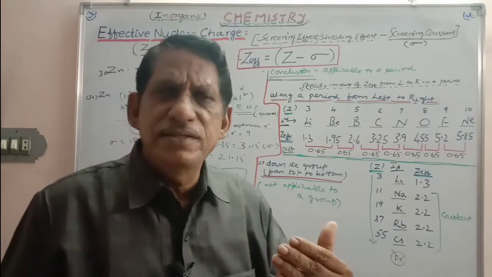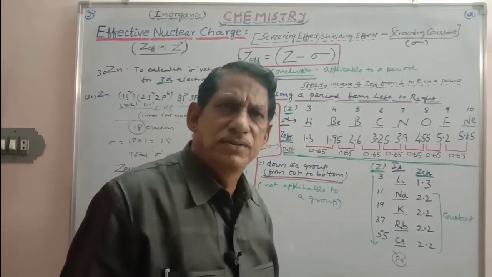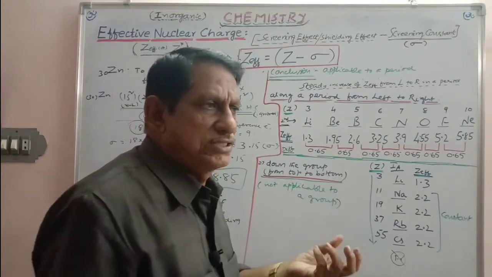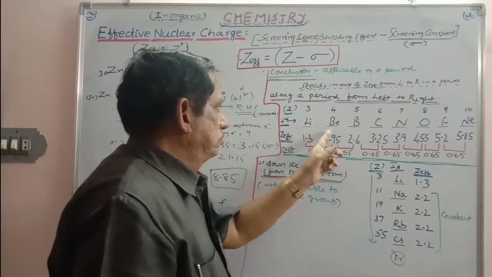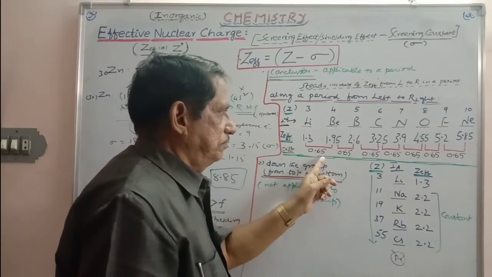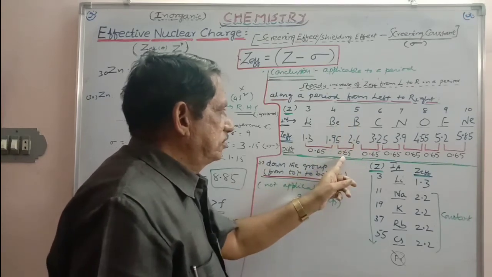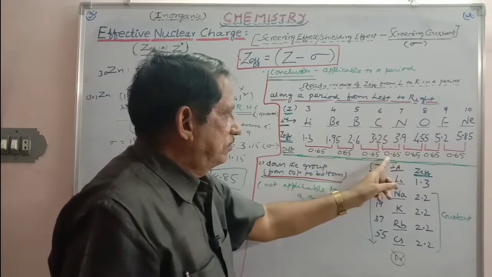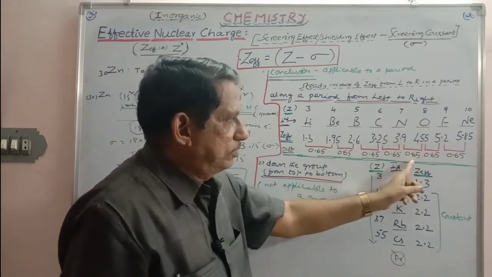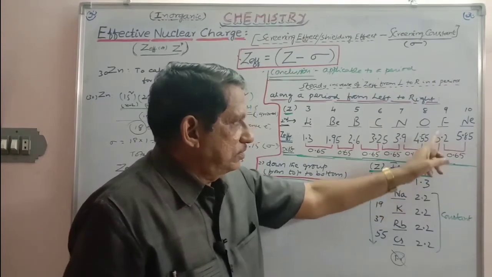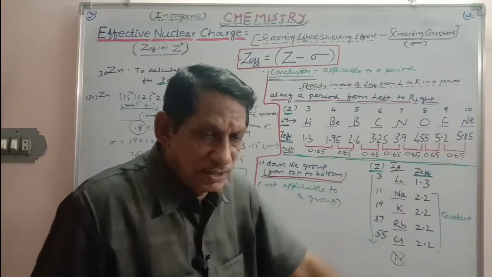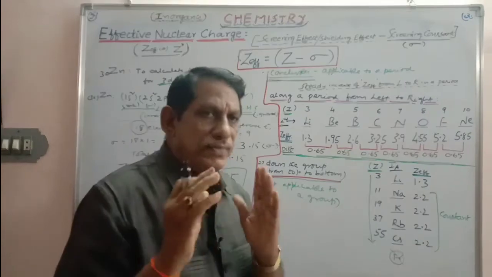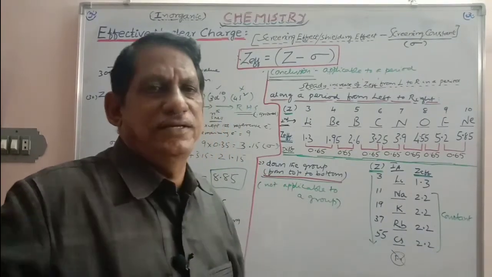Whether it is steadily increasing or not, how can you know? For that purpose, calculate the difference between two adjacent atoms. Lithium, beryllium, the difference in Z effective is 0.65. Between beryllium and boron, 0.65. Boron and carbon, 0.65. Carbon, nitrogen, 0.65. Nitrogen and oxygen, 0.65. Oxygen, fluorine, 0.65. Even neon and fluorine, 0.65. The difference is constant, but the charge is increasing gradually. That is what you call a steady increase.